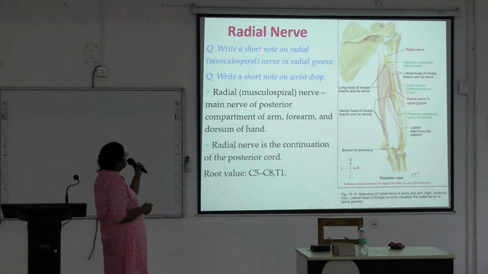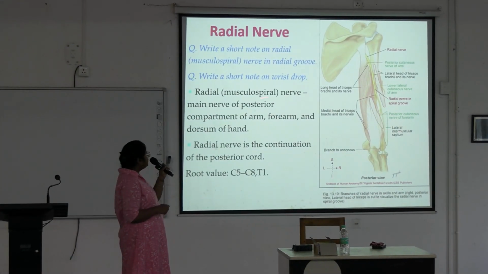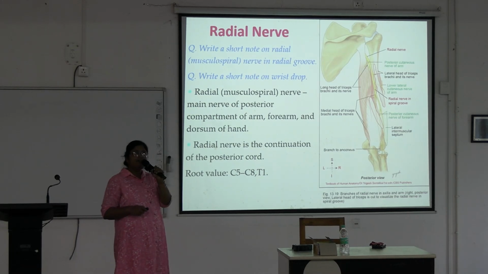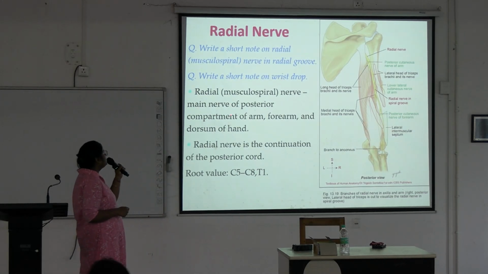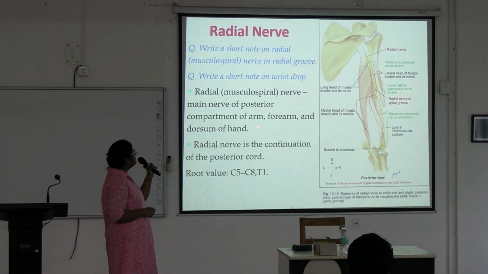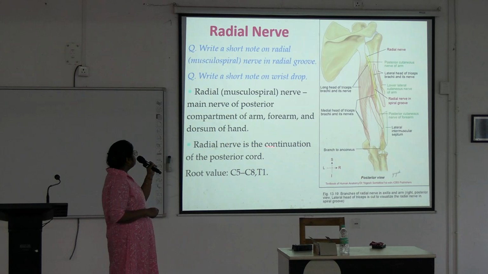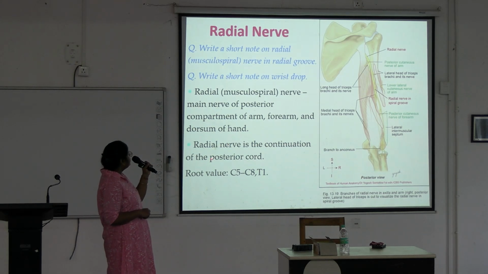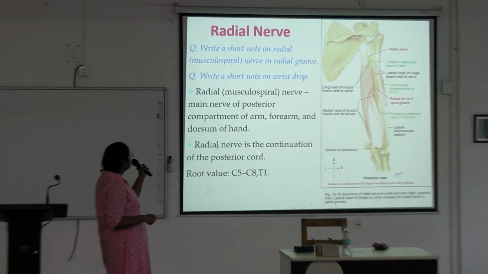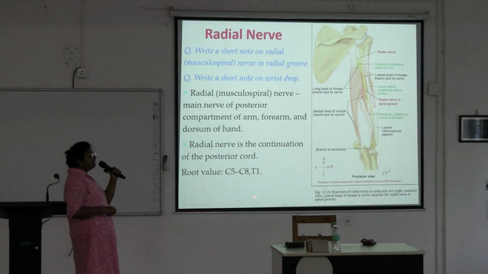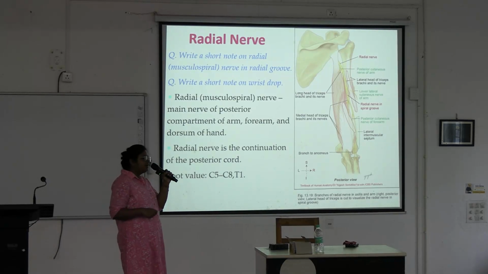So radial nerve, it is also known as musculospiral nerve because it is lying within the spiral groove. Okay, and it is the main nerve of the posterior compartment of the arm, forearm, and the dorsum of the hand. And it is the continuation of the posterior cord of brachial plexus, and this is the root value C5 to C8 and T1. Okay, all the roots have branches.